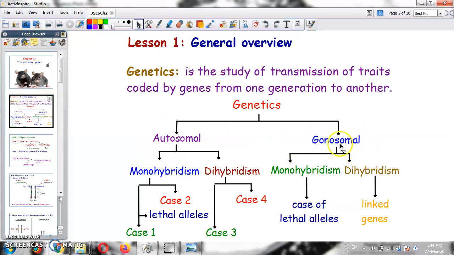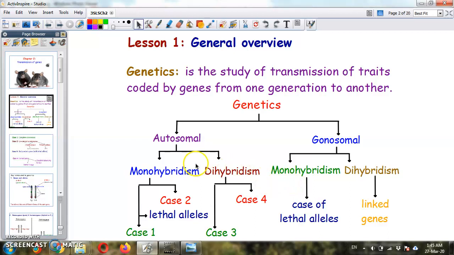Concerning the gonosomal cases, these can also be studied as monohybridism and dihybridism, which can be linked genes or the case of independent genes with another pair of chromosomes of an autosome.